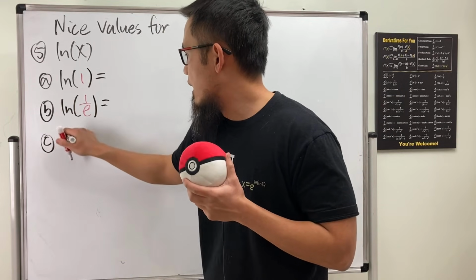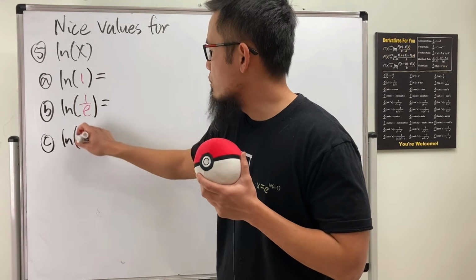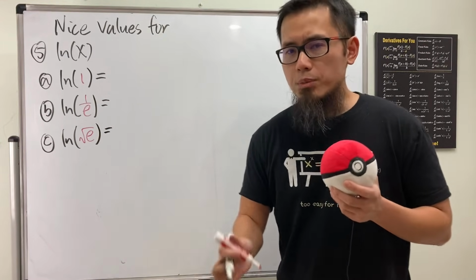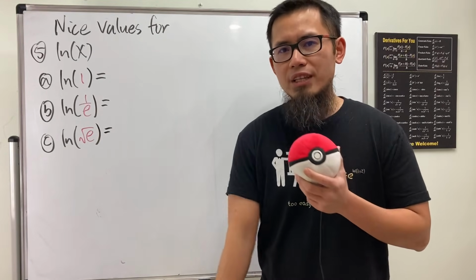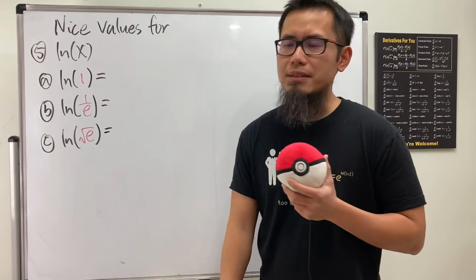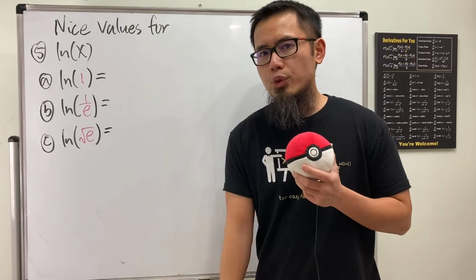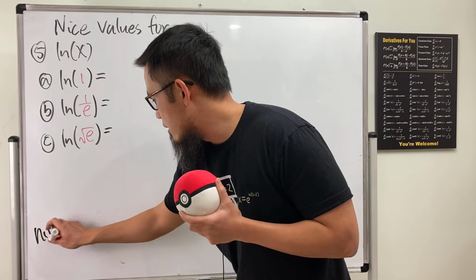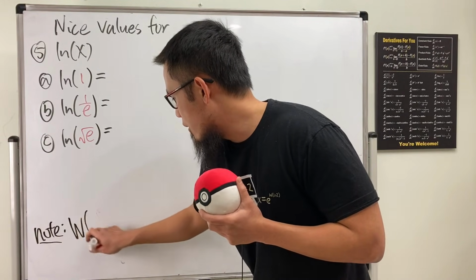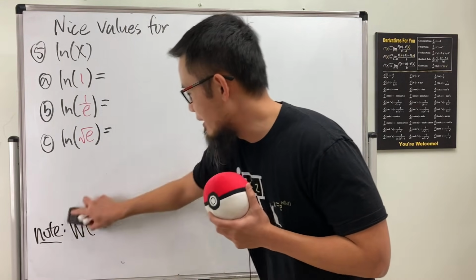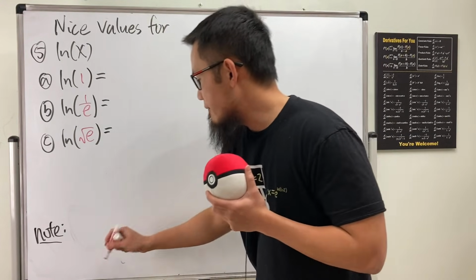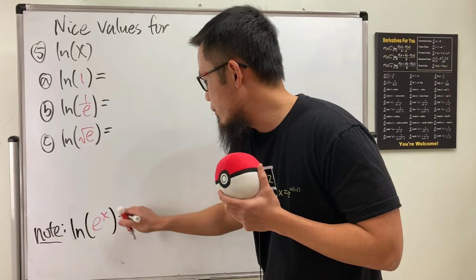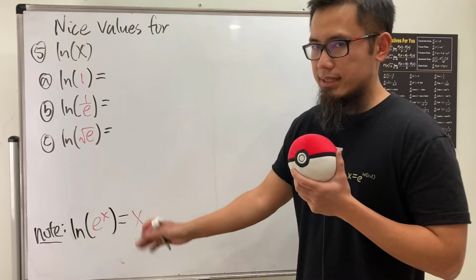And then C, ln of square root of e. So this right here will give you some nice values. Remember, if you have a nice number inside, it might not give you a nice value. ln2, it's not a nice value, right? But this right here will be. And the way to do it is use the property that we mentioned before, which is that when we have ln of e to the x, this right here will give you the x back, right? So that's the key deal.